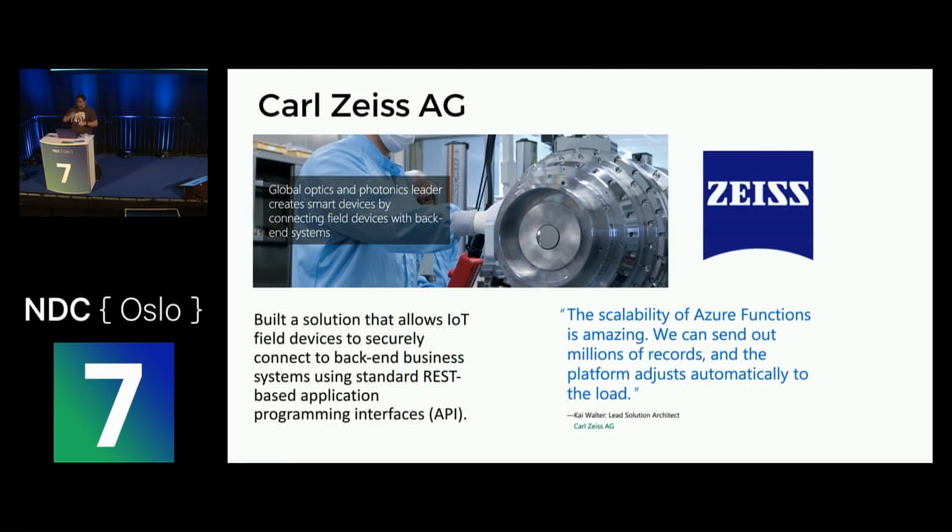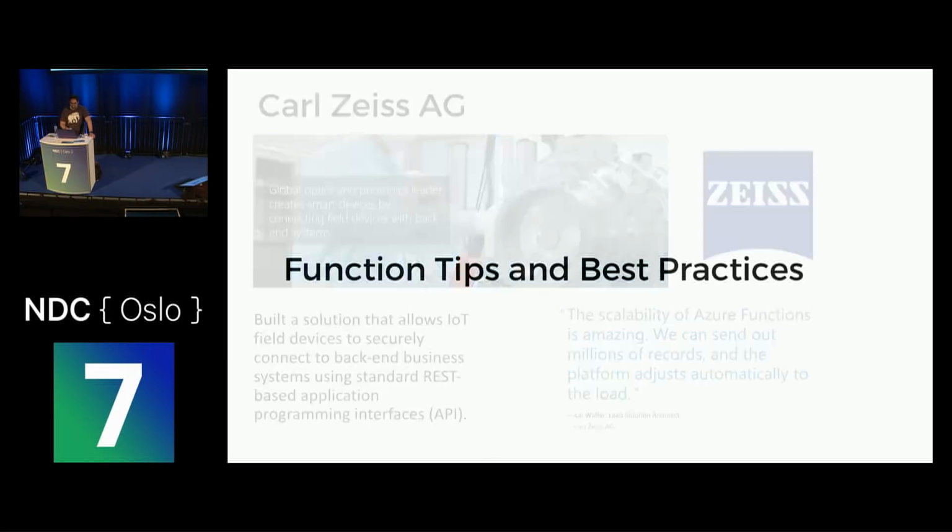One of the customers, I'll just share one use case: Carl Zeiss, who does very high-end electronics and imaging devices. They've been using Azure Functions. There's a use case they published to customers.microsoft.com that monitors and scales field devices that are connecting to back-end REST APIs, and that's all powered by functions. Just to bring the point home, so I'm not the only one saying it, the thing they call out is that the scalability of Azure Functions is amazing. They can send millions of records, and the platform adjusts automatically to the load. So very low operations and very high scale.